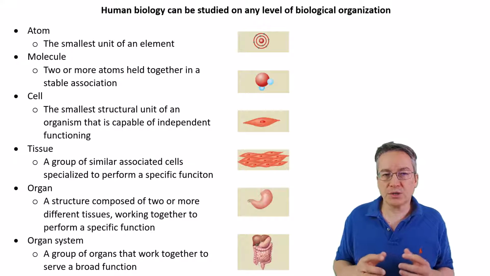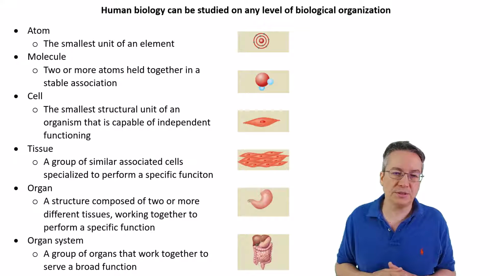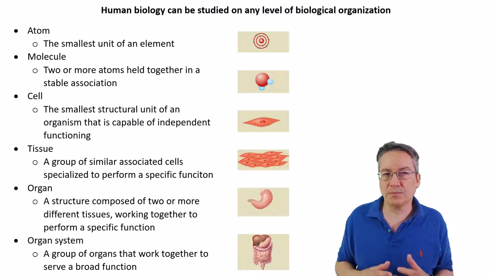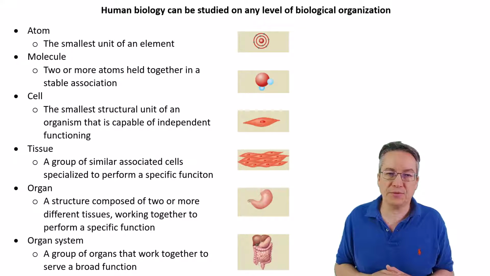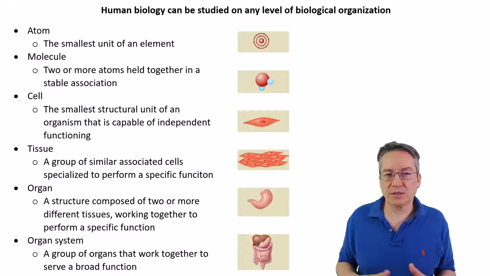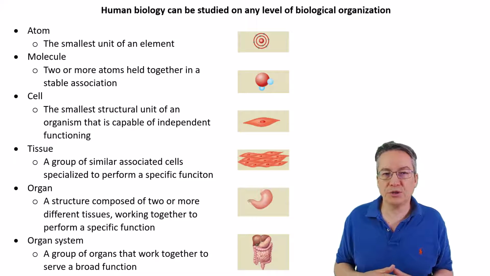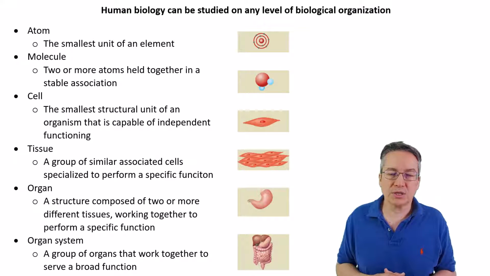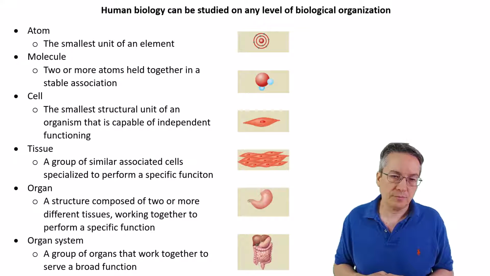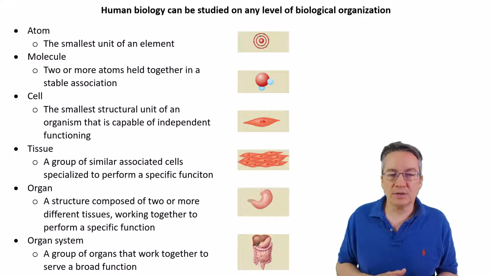Next up, we have the organ. An organ is a structure composed of two or more different tissues working together to perform a specific function. An example, as you can see in this picture, is the stomach. The stomach is an organ. It's a very complex organ composed of many different types of tissues, all working together to have this common function. Another example would be your heart. That's another organ.